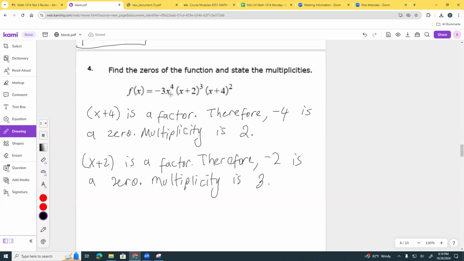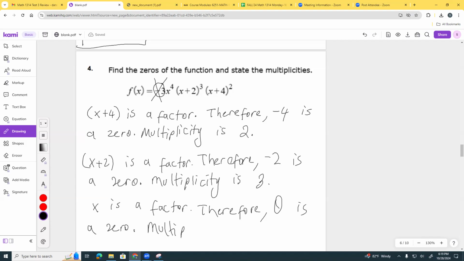Perfect. And now one last thing. Can you look at the board quickly? This -3 is not important for us. This -3 does not affect any of our answers. So the last factor is x. X is a factor. You can think of this as x minus 0, it's the same thing. Therefore, what is a 0? 0 is a 0. And what's the multiplicity? 4. Good job. Multiplicity for 0 is 4.